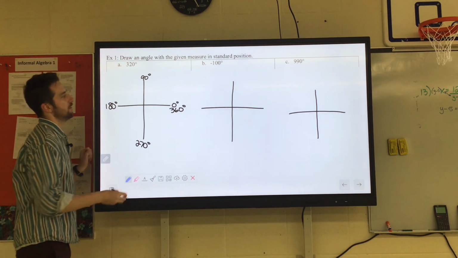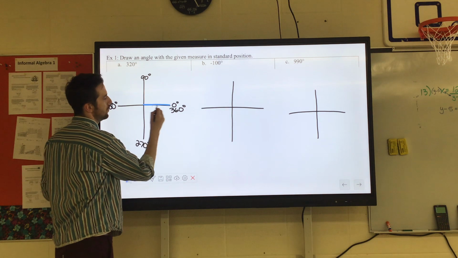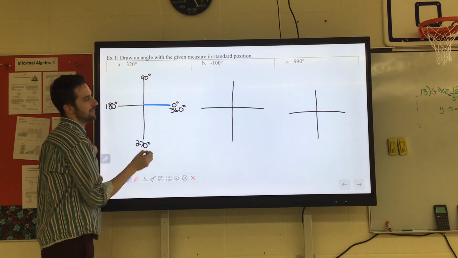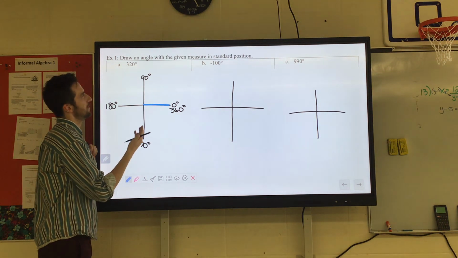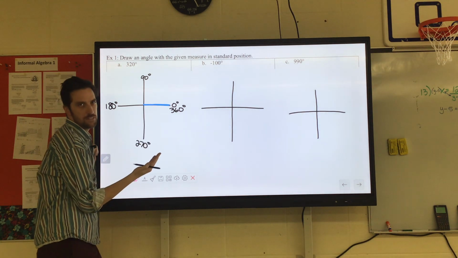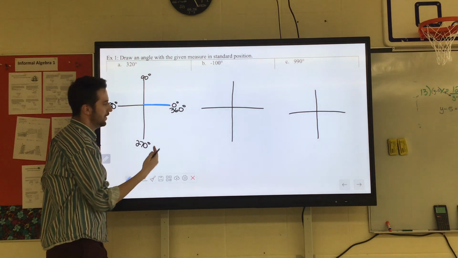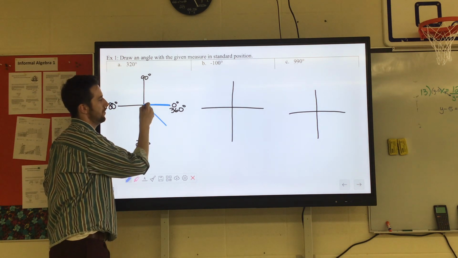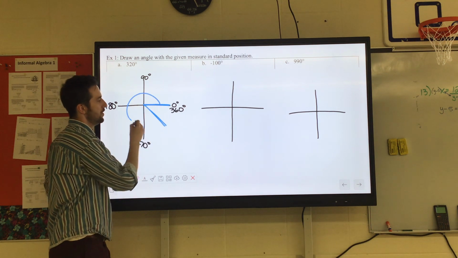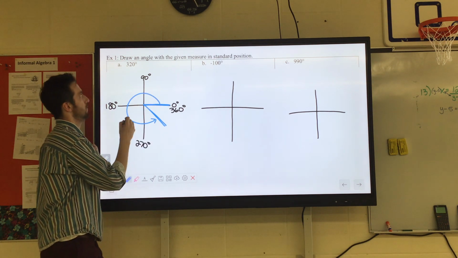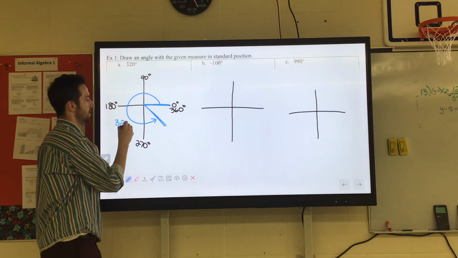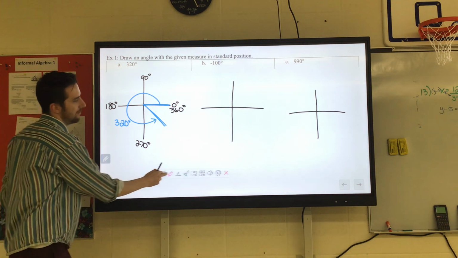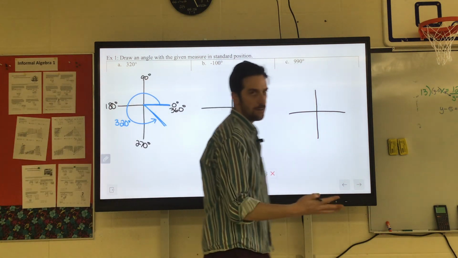So if we're drawing 320 degrees, it always starts at 0 degrees. It's going to rotate past 270, but it's not going to make it to 360. In fact, how far apart is 320 from 360? 40 degrees. And half of this would be 45, so it's going to go just about there. So it's going to swoop all the way around and end right there. That's a 320 degree angle right there. Fun!